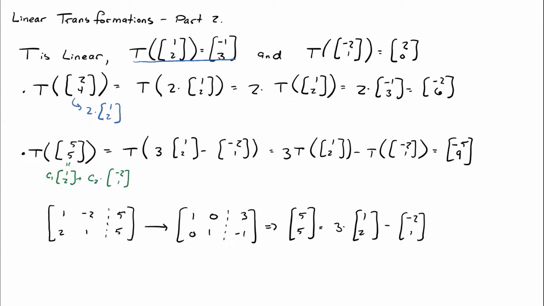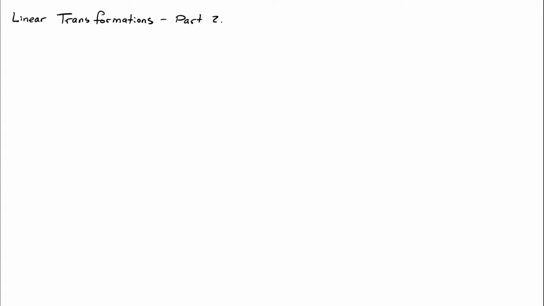More importantly, (1, 2) and (-2, 1) span R2. So we can find T of any vector (a, b). So how does this tie into one-to-one and onto?